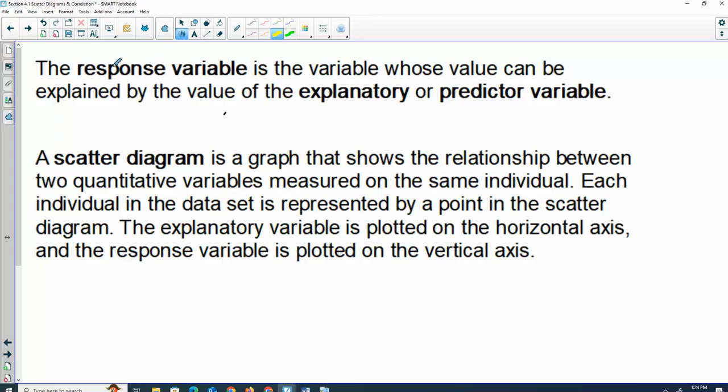In that, your response variable is the variable whose value can be explained by the value of the explanatory or predictor variable. Okay, response is like your y. The explanatory variable is your x. And I think I did print these for you, didn't I? Okay, good. So a scatter diagram is just plotting all these points.